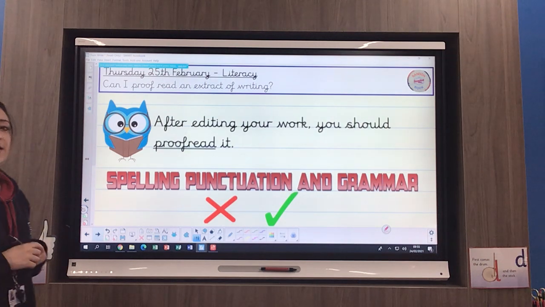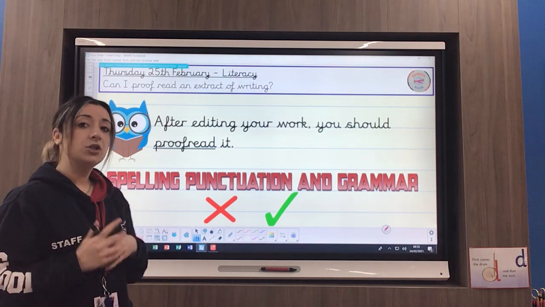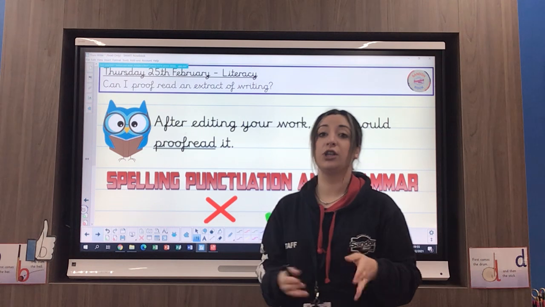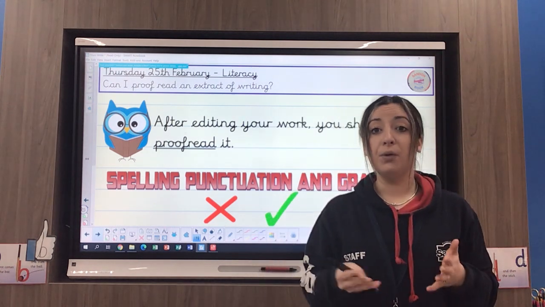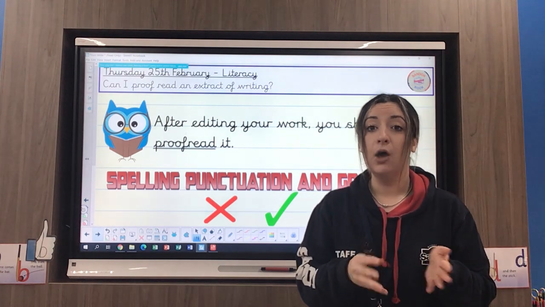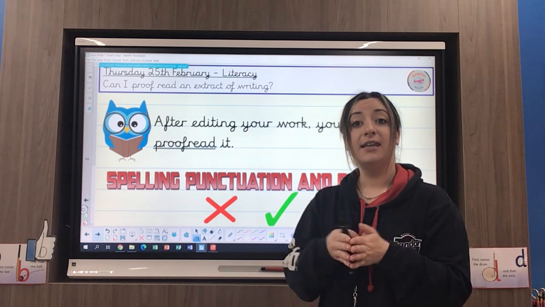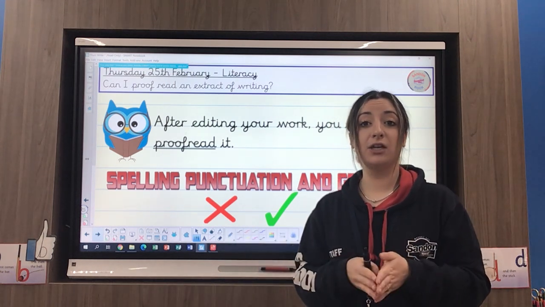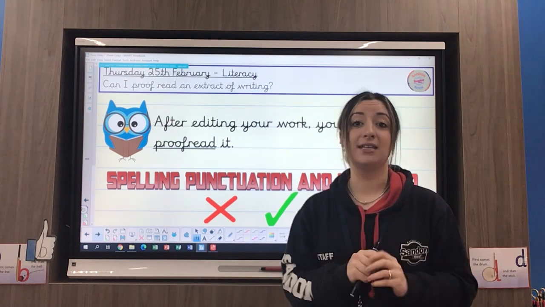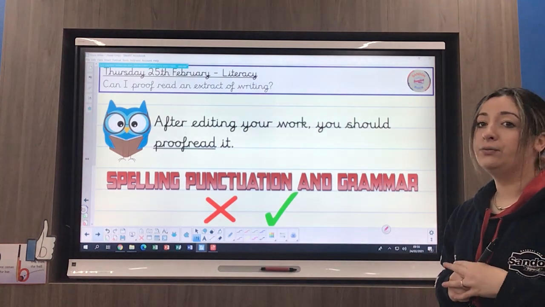So your learning question for today says, can I proofread an extract of writing? When we say proofread, it means that after we've edited, it's really important that we read through it again. Although we've written a piece of writing and edited it, which is what we've been looking at the past couple of days, now we need to proofread it, to make sure that our editing is correct. So you check it, and then you check it again. After editing your work, you should always proofread it.